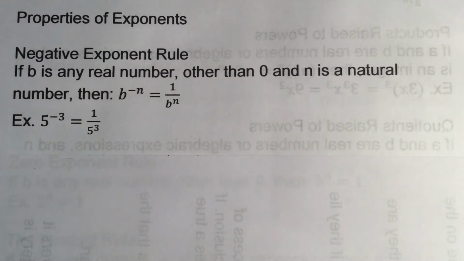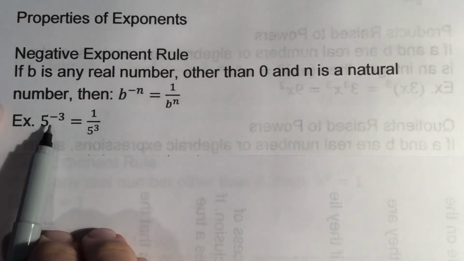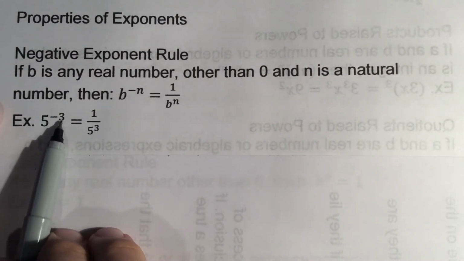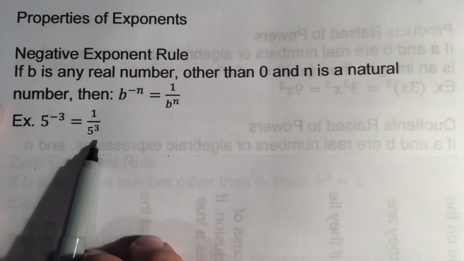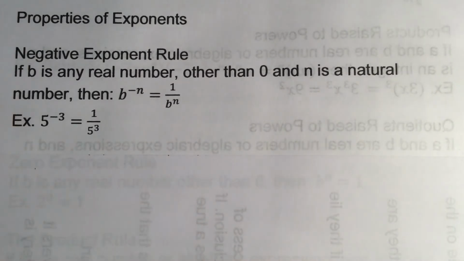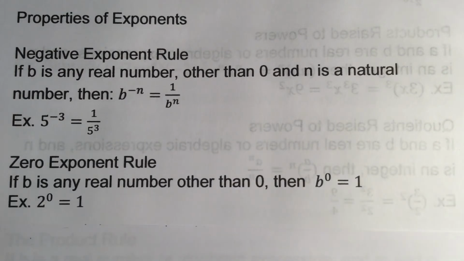But, if it's to a negative exponent, what we can do is we can flip it. So if it's on top, we can move it to the bottom, or if it's on bottom, we can move it to the top, and that will get rid of the negative exponent. So like for example here, if we have 5 to the negative third, we can flip it and make it 5 to the third. So moving it from the top to the bottom, or the bottom to the top, we'll change it to a positive exponent.